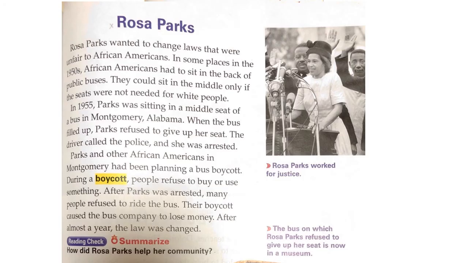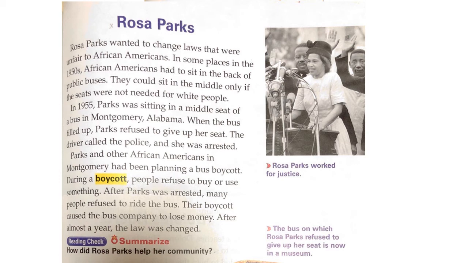Here we're going to read about Rosa Parks. You can see her picture with the caption that states, "Rosa Parks worked for justice." Let's begin reading. Rosa Parks wanted to change laws that were unfair to African Americans. In some places in the 1950s, African Americans had to sit in the back of public buses. They could sit in the middle only if the seats were needed for white people.